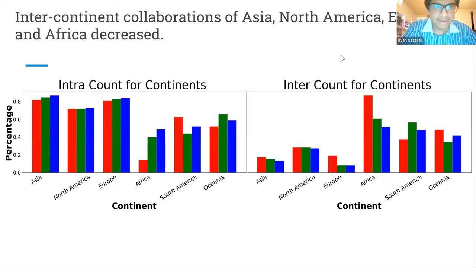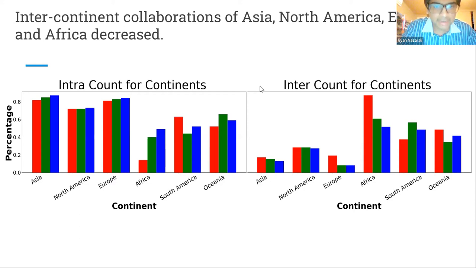And here are my various intra-continent counts of the different continents. The x-axis represents the varying continents. The y-axis represents the percent of edges in which the research was within a continent or between two different continents. And as you can see, for Asia, North America, Europe, and Africa, the research happening between two different continents decreased, and their intra-continent counts increased, indicating they were doing research more within their own continent than with other continents.